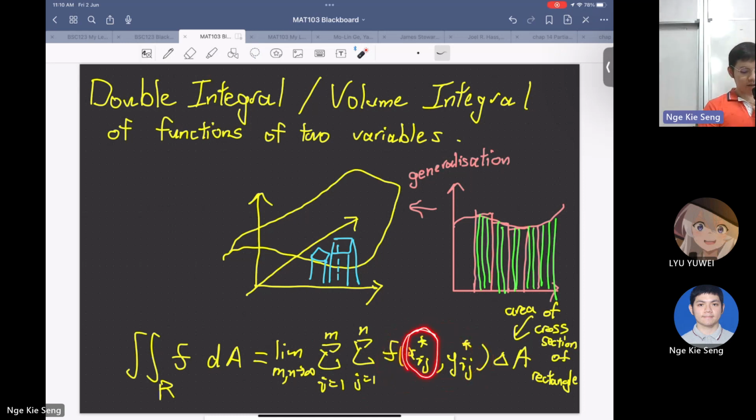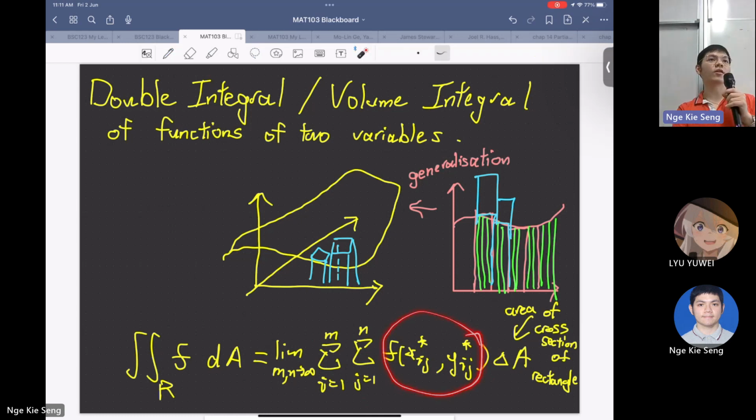You are relating each rectangle back to the value of your function. These are the points inside your domain, and then you look at f of that point. So you don't take arbitrary rectangles to approximate; you must take rectangles close to the point on the surface. That's why we care about the value of f at the point in the domain. Make sense or not? Or is the sentence too long?